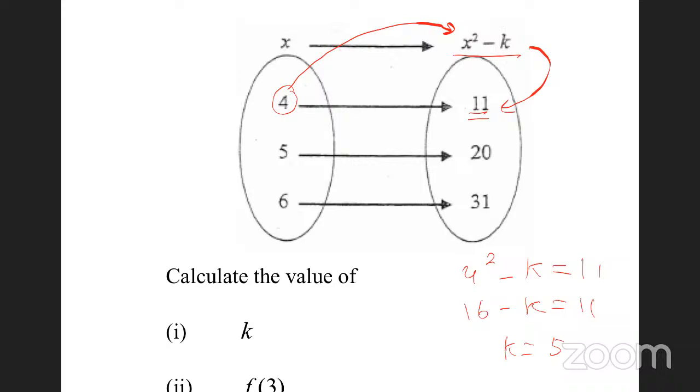Right? So you need to understand what the relation diagram given here is. It's given the x value and the answer, the y value. And it's also telling you what the function is. Okay? So when you put 4 in there, the answer is 11. All right? Minus k is equal to 11 minus 16.